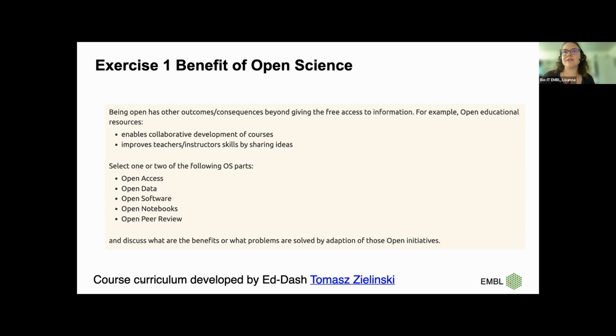So in these breakout rooms, you should select one or two of the following open science parts: open access, open data, open software, open notebooks, and open peer review, and discuss what the benefits are or what problems are solved by adoption of these initiatives.